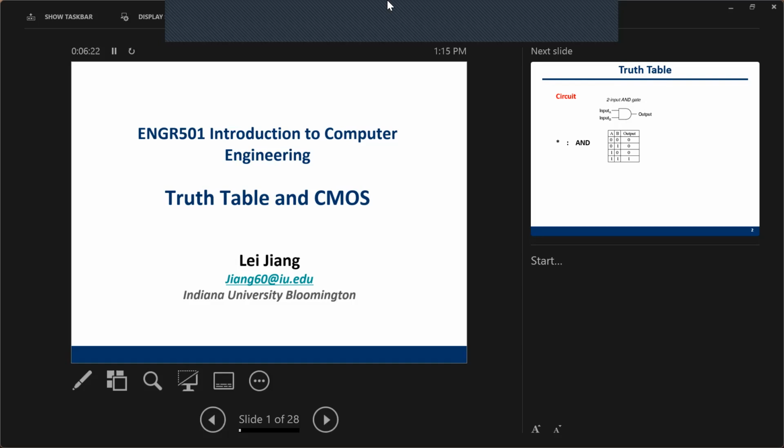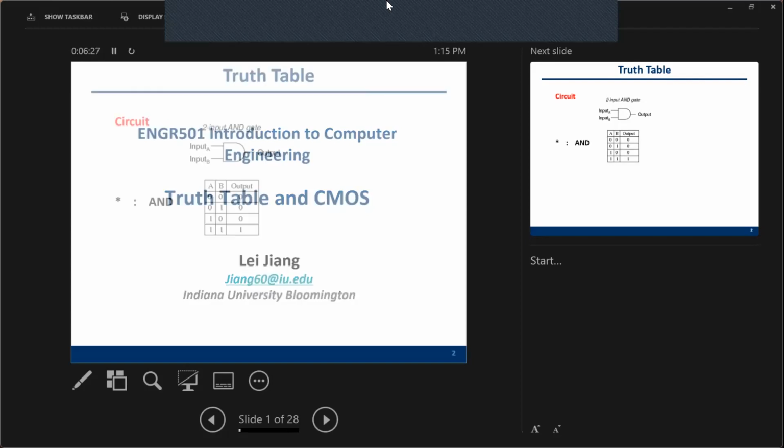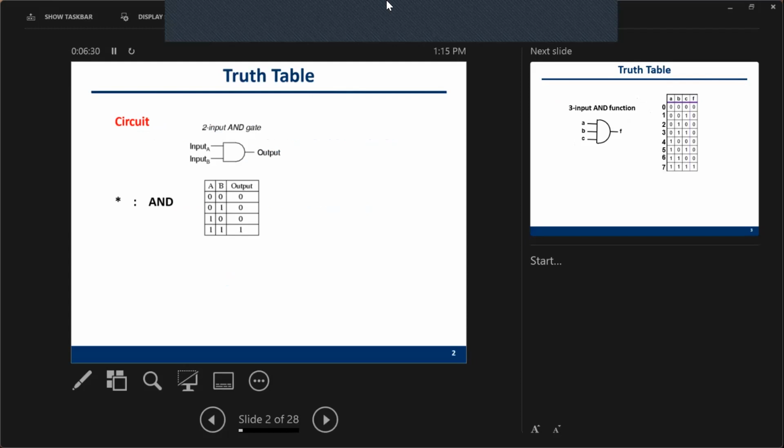Okay, let's start. Today we will talk about truth tables and CMOS. Here is one example of a two-input AND gate. We have input A and input B, so in total we have 2 × 2 = 4 rows in the truth table. You can list all the possible combinations of A and B, and then write the output in the truth table.